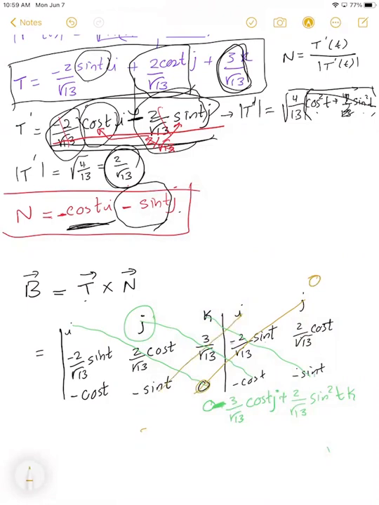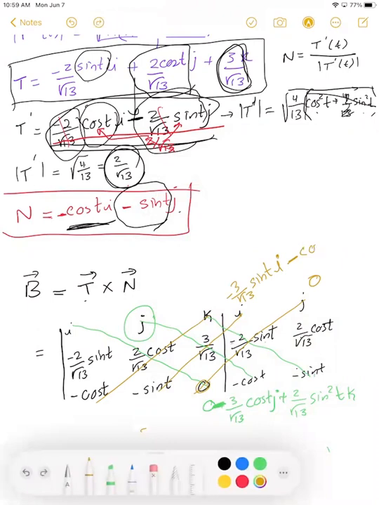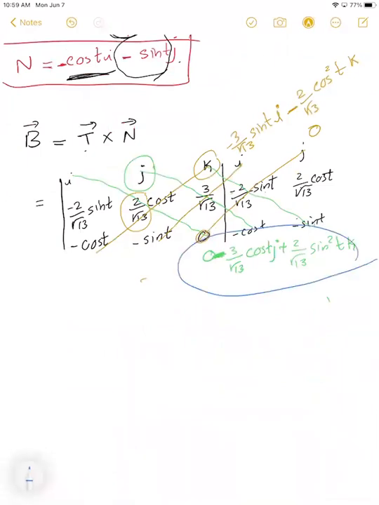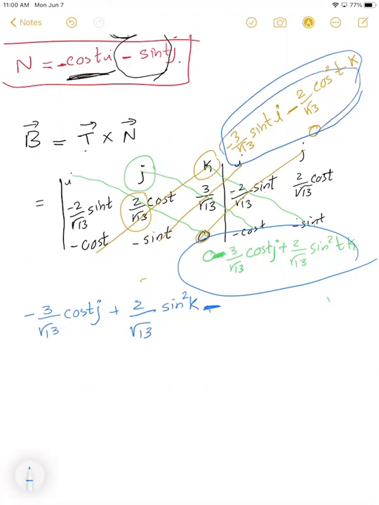Then I multiply these 3. I get minus 3 over the square root of 13 sine of t i. Then I multiply these. Negative times positive is negative cosine squared. Let me just write the coefficient first. The coefficient is that. And then I have the cosine squared, and then I have a k. And then to calculate the determinant, I go further. I take these, minus 3 over the square root of 13 cosine t j plus 2 over the square root of 13 sine squared k, minus these. But when I subtract these, this negative will change the sign to a positive.